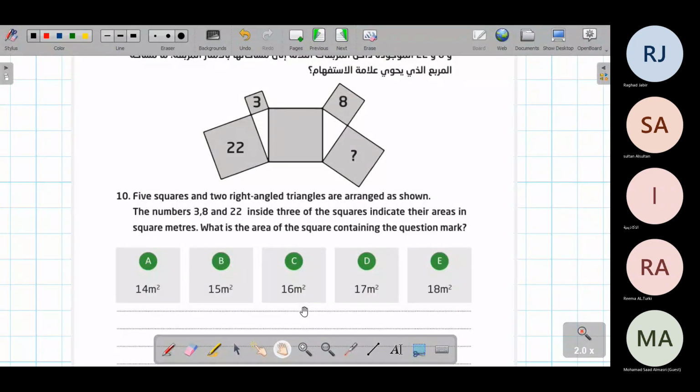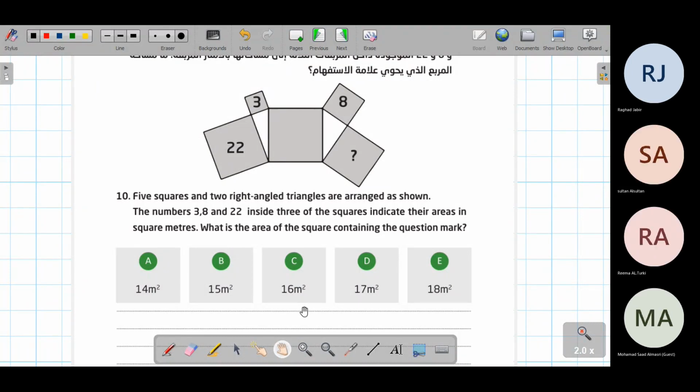Now? Yes, we can see it. Okay. Same problem of yesterday. So, yalla Rima.